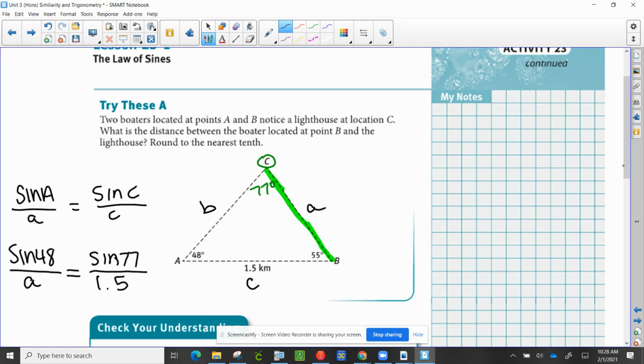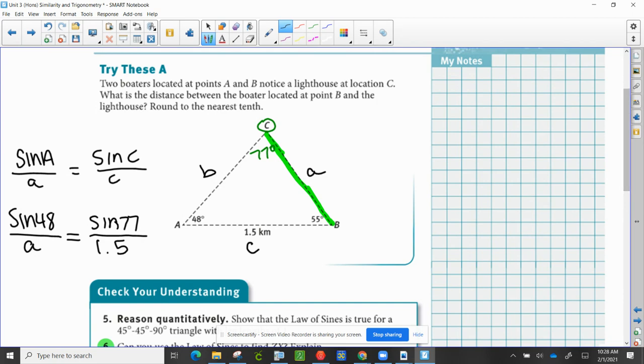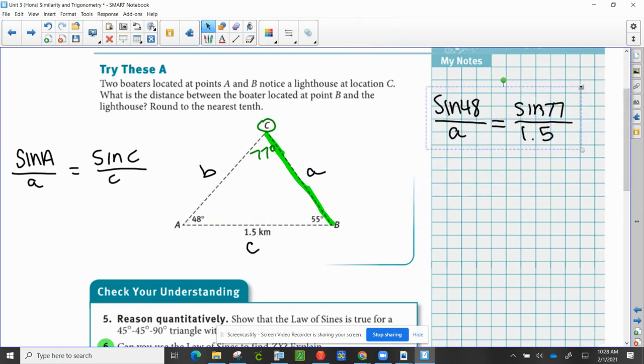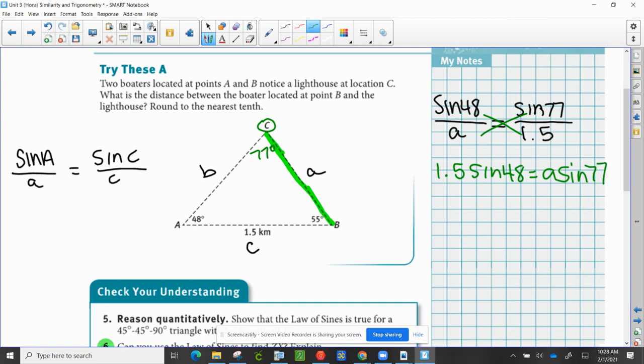So now our goal here is to solve for A. I'm going to move my work over here so I can see it a little better. If we cross multiply, we have 1.5 times the sine of 48 equal to A times the sine of 77. Now, if I just want to solve for A, I can just divide this out.